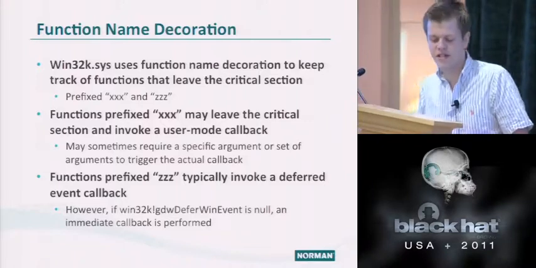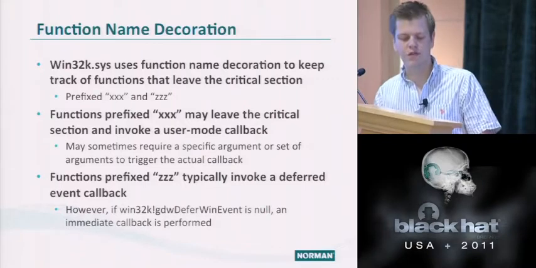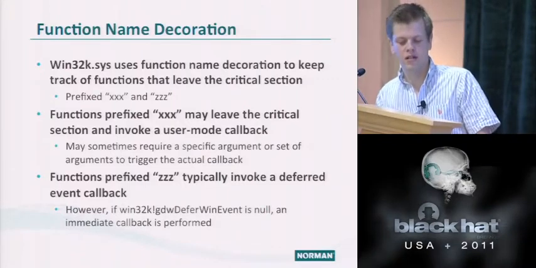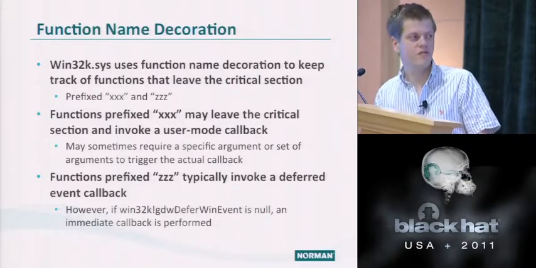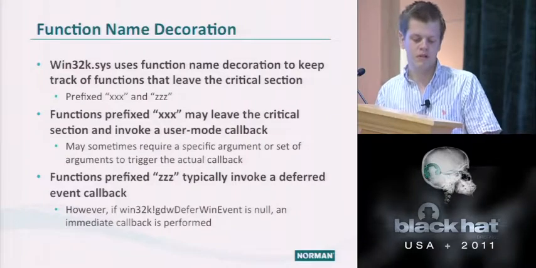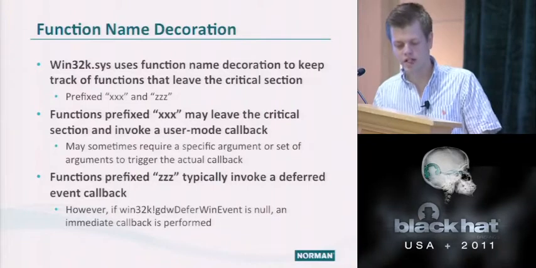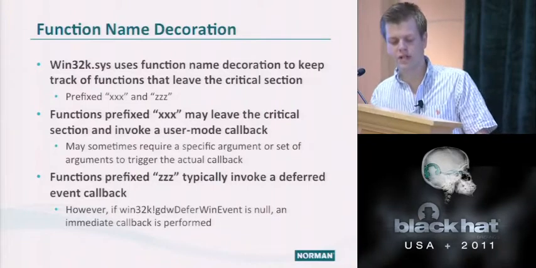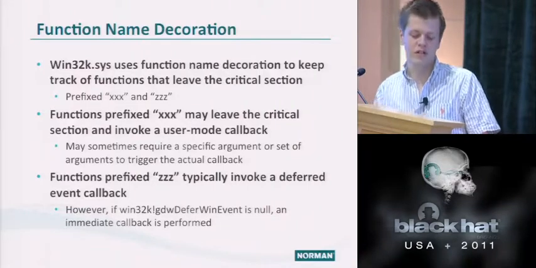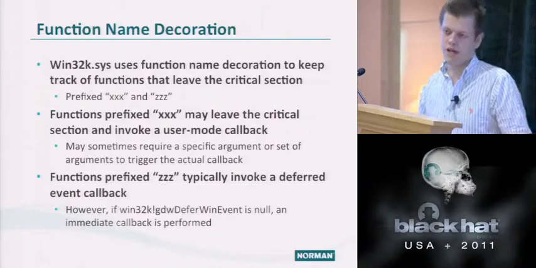Functions prefixed ZZZ will typically invoke a deferred event callback, and this is usually not a problem, except it relies on this global value GDV or GDW, defer when event, to be something other than null. If it's null, it will also invoke a callback that's immediate.